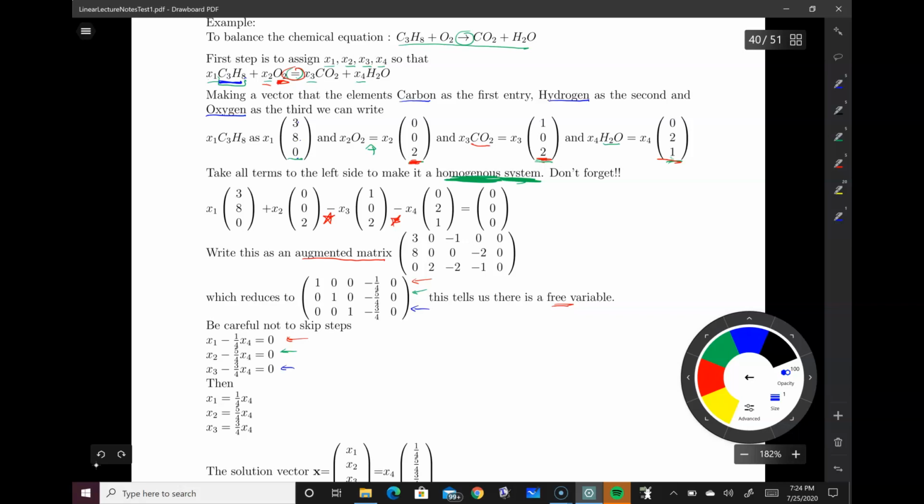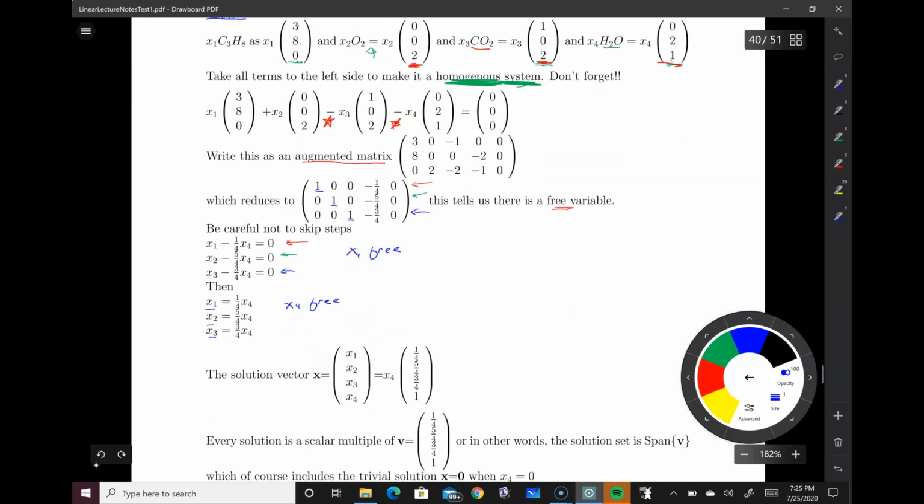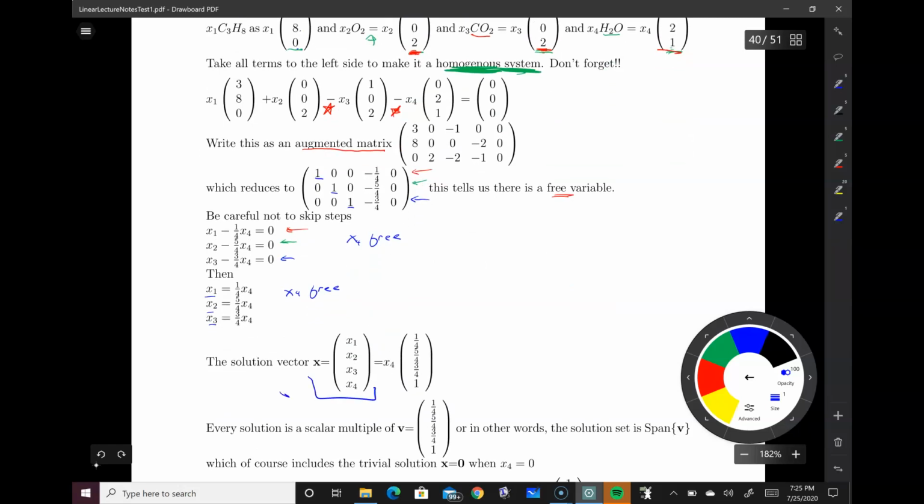So take the time to write it out. I can see that x4 is going to be a free variable. Again, you solve for your basic variables, x1, x2, x3, keeping in mind that x4 is going to be a free variable. Again, this is a crucial part.